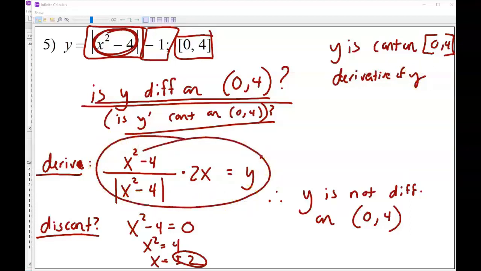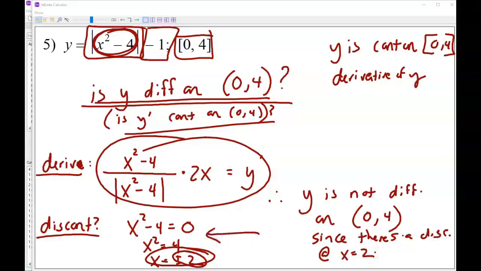And for this particular problem, you don't necessarily have to show the work, but I would definitely want to see where you have the discontinuity. So you can say y is not differentiable on 0, 4 since there's a discontinuity at x equals 2. That would be fine if you just want to add it to that sentence, or you could just show your work over here. But I would want to see somewhere that you found what that discontinuity is. It's 2, right? So that's another thing I'd want to see.